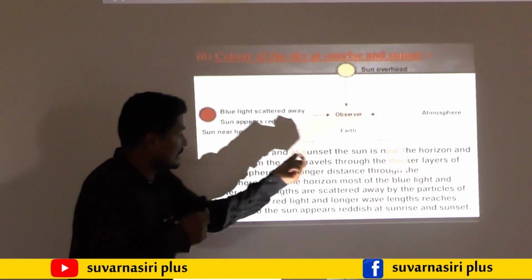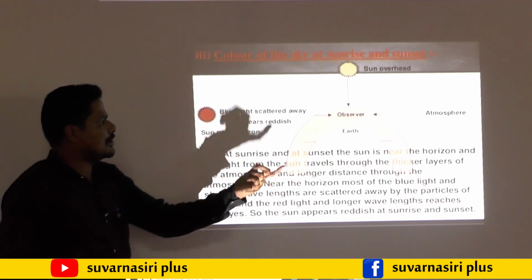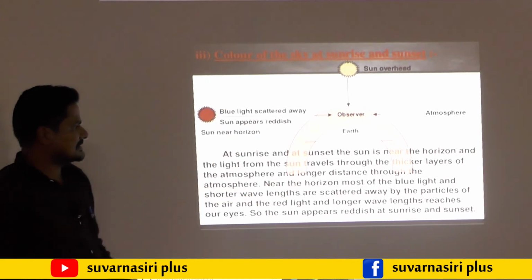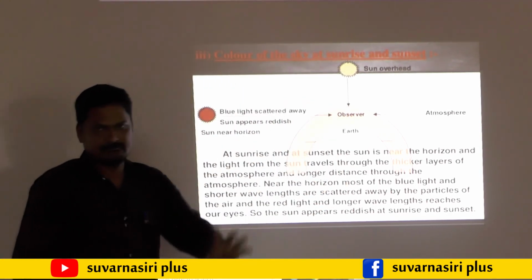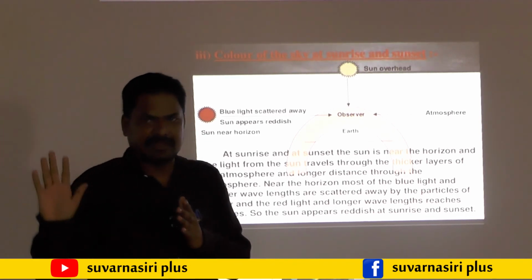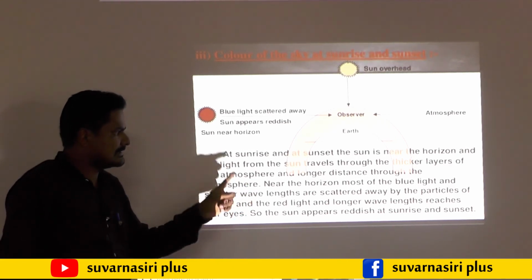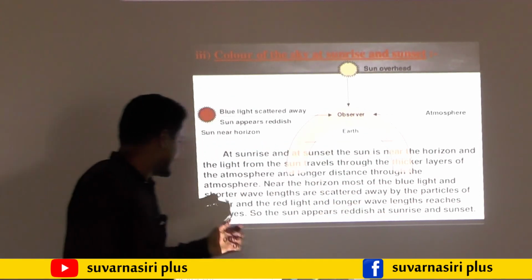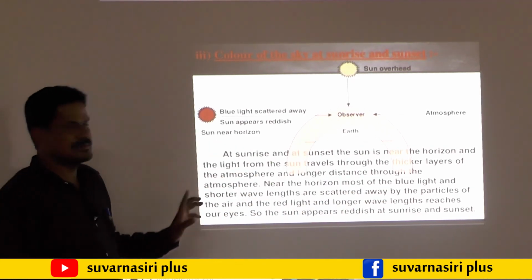The light travels through thick layers of the atmosphere, a longer distance near the horizon, and most of the blue and shorter wavelengths are scattered away. Shorter wavelengths of light are scattered away. Only the red color, which has a longer wavelength, remains. It is scattered away from the particles and the air, and red light of longer wavelength reaches the observer's eye.